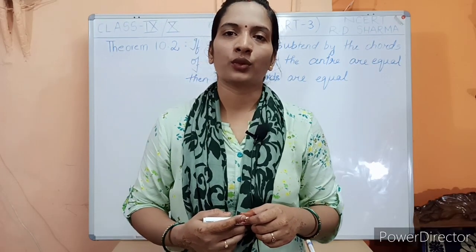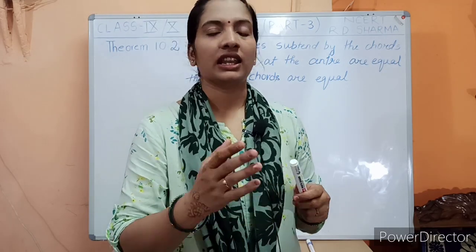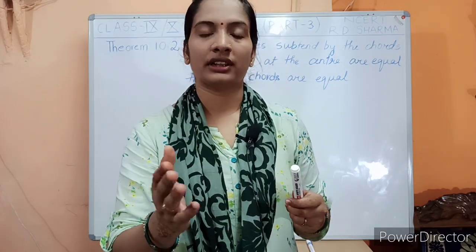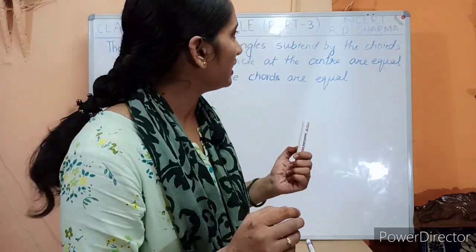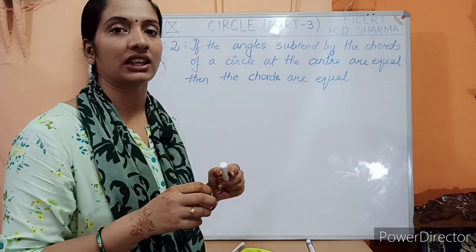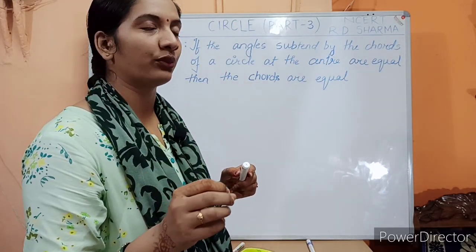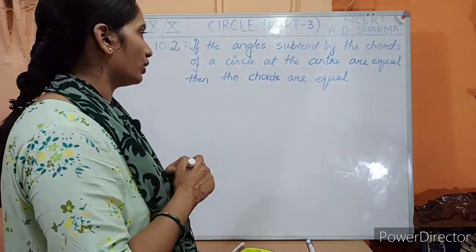So children, just now we have completed the theorem which says that if the chords are equal, then they must be subtending equal angles at the center. Now we are going to see the converse of it. Here the angles are equal and we need to show that when the subtended angles are equal, the chords must be equal. So let us see.